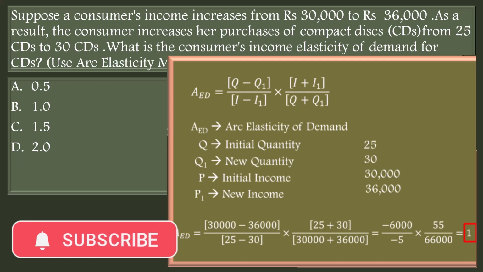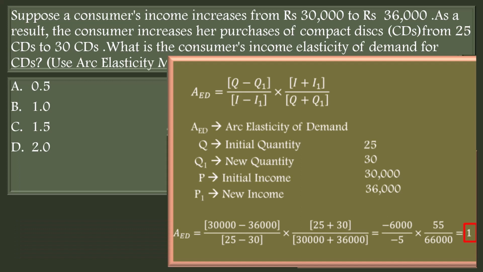In the previous session, using the arc elasticity formula, we calculated price elasticity of demand. Here, using the arc elasticity formula, we are to calculate income elasticity. I have altered the same formula by replacing price with income. This is the formula. Income elasticity of demand equals original quantity Q minus new quantity Q1 by original income I minus new income I1, multiplied by original income I plus new income I1 by original quantity Q plus new quantity Q1.